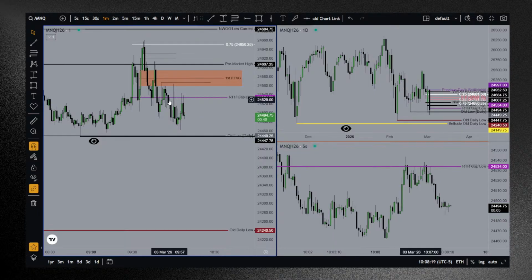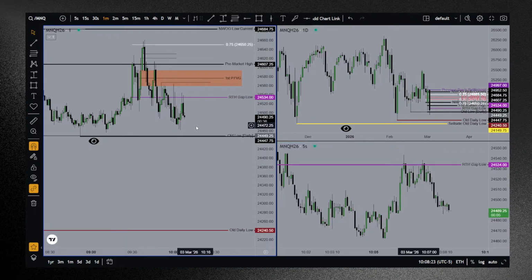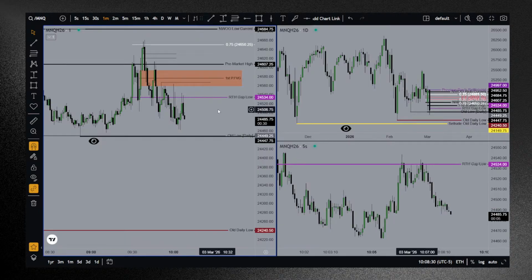So far the RTH gap low is denying that, and price is basically being stuck in the small little range, which, yeah, it's somewhat problematic.